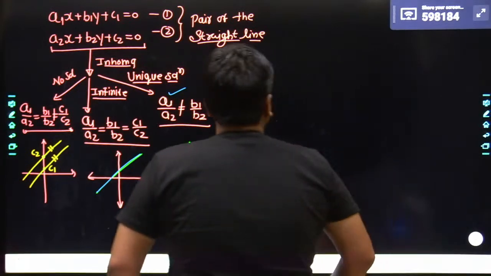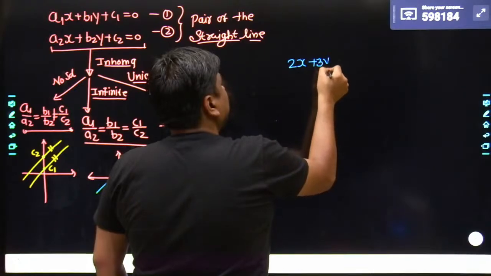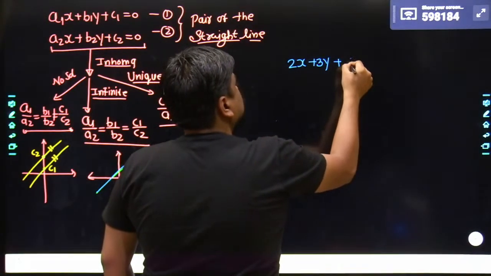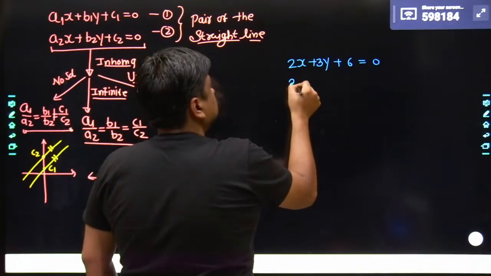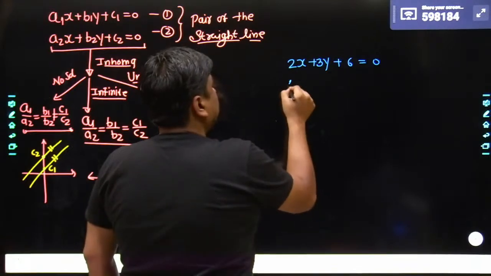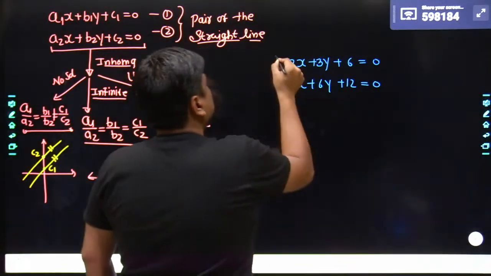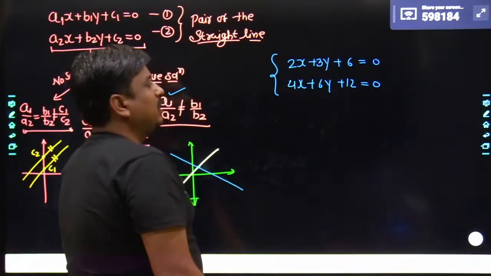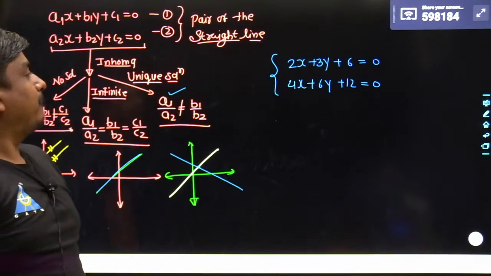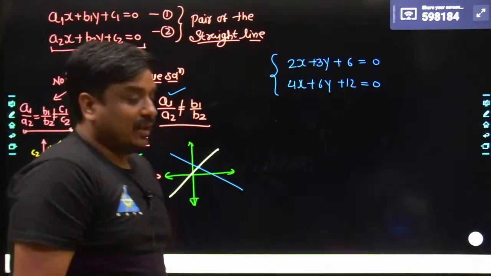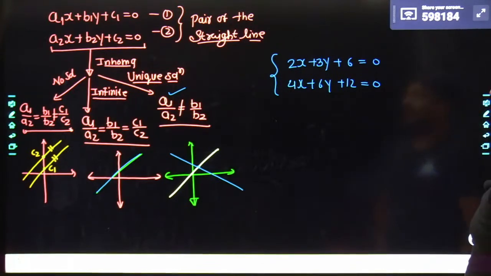Yes, let me take a few problems. Let's take the problem 2x plus 3y plus 12 is equal to 0, and the second equation 4x plus 6y plus 12 is equal to 0. This is the pair of linear equations. Tell me the type of solution this pair of linear equations would carry.